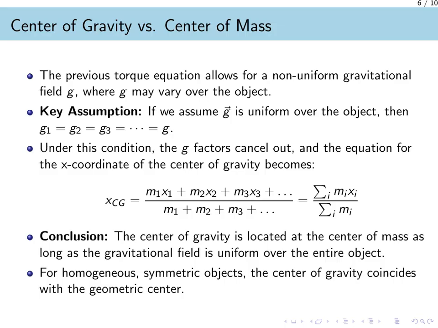When we do this, the equation for the x-coordinate of the center of gravity becomes the sum of each particle's mass times its x position, all divided by the total mass. You should recognize this as the exact definition of the x-coordinate of the center of mass. Therefore, the center of gravity and the center of mass are the same point as long as the gravitational field is uniform. For a symmetric object with uniform density, this point is also its geometric center.